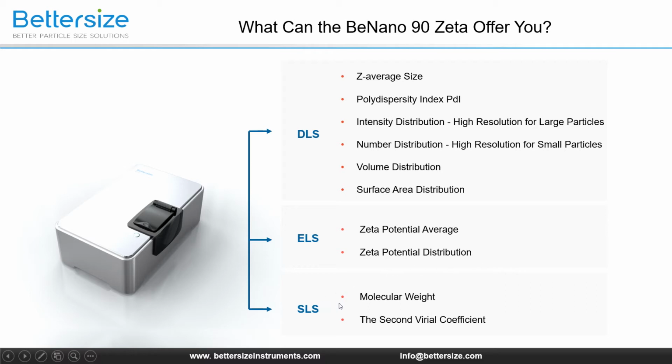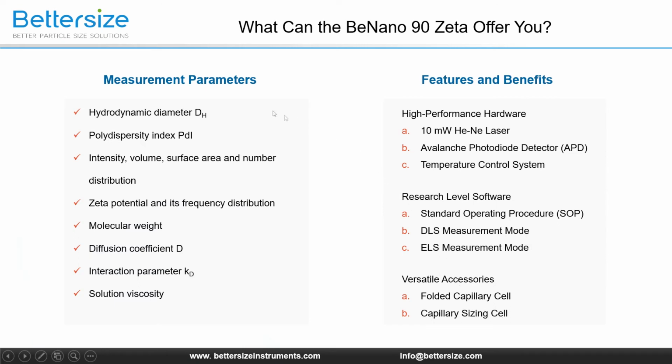With SLS, the Binano 90 Zeta provides users with the molecular weight and the second virial coefficient, the significant properties of polymeric materials. Apart from the principal parameters I have introduced, other measurement parameters you may need for your research, such as diffusion coefficient, interaction coefficient, and solution viscosity, are also offered by the Binano 90 Zeta. The features and benefits are divided into 3 parts in my presentation, including hardware, software, and accessories.